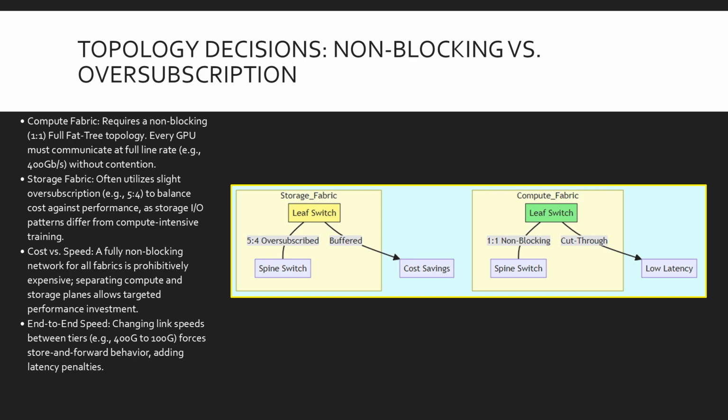Here we compare the two fabric strategies. On the left, the compute fabric maintains a strict 1:1 non-blocking ratio between leaf and spine switches. This enables cut-through switching for minimal latency. On the right, the storage fabric uses a 5/4 oversubscribed ratio. This introduces some buffering risk, but achieves significant cost savings, balancing the budget while maintaining acceptable storage performance.